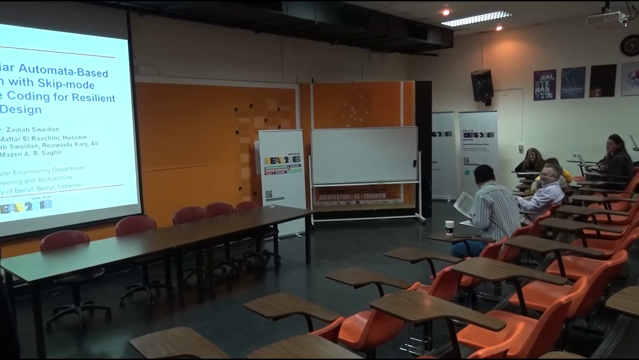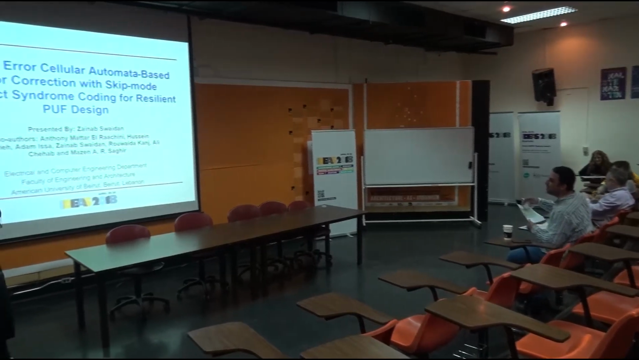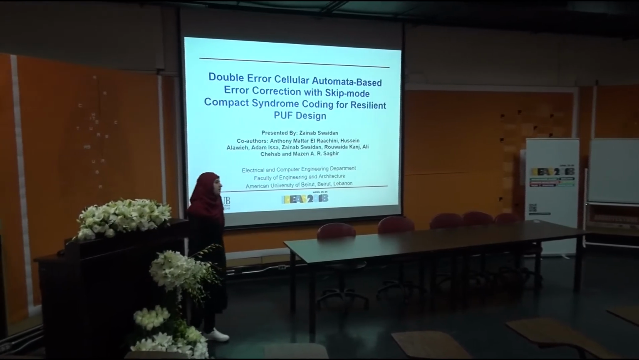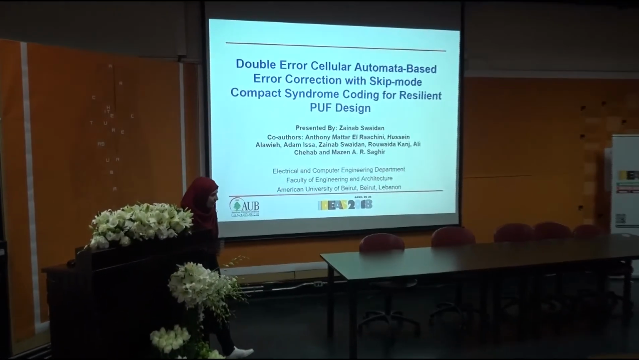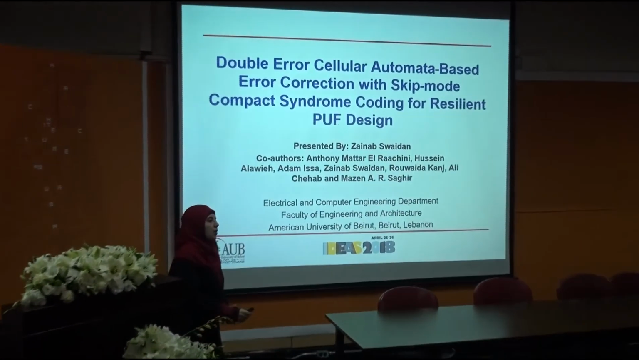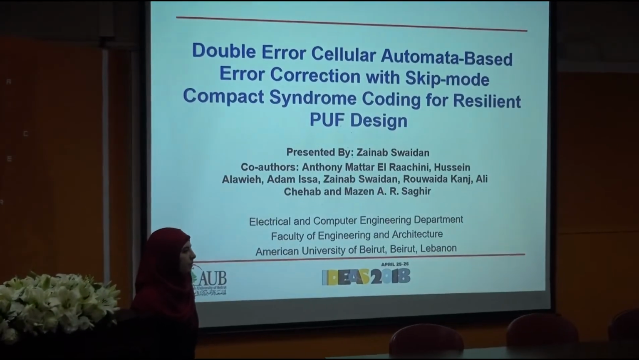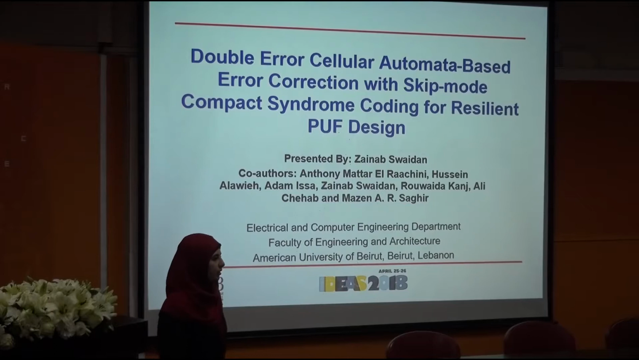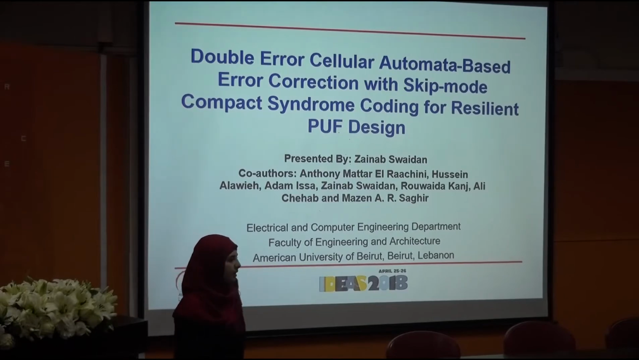Unidirectional. Please go ahead. My name is Zainab Swaidan. I'm presenting the double error cellular automata error correction code with a skip multi-assist syndrome for both designs. This work was done with my colleagues, Matthew, Anthony, Adam, and Hassan, along with the supervision of my advisor, Professor Ali Shah.